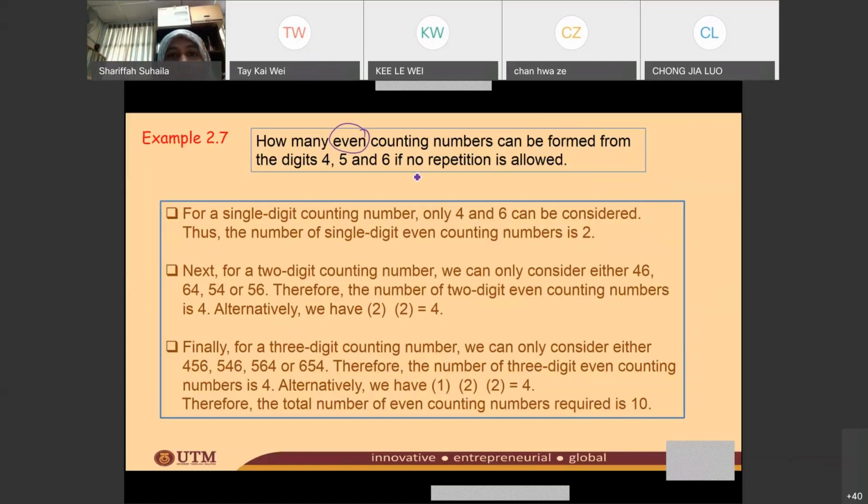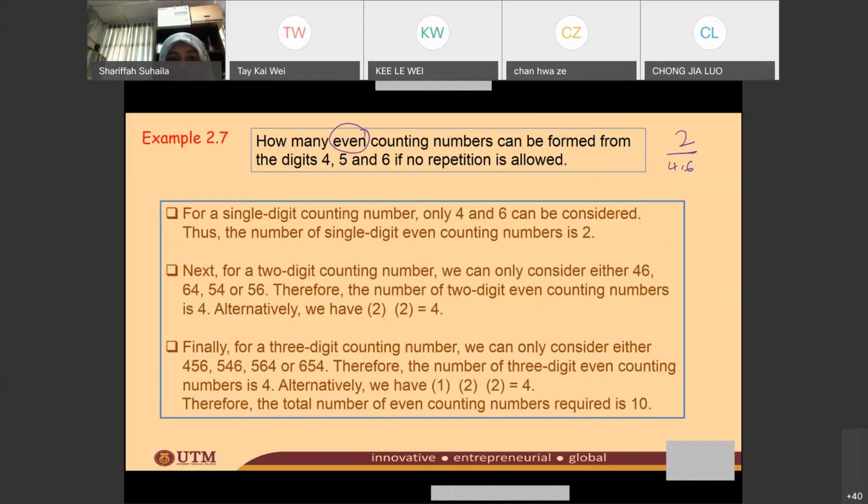So again, you have even counting numbers. So for even number, you only have 4 and 6. For a single digit counting number, you only have 2 choices, which is 4 and 6. So the number of single digit even counting numbers is just 2. Maksudnya kat sini katakan kita ada first space ni, ada 2 cara je yang kita nak masukkan, either 4 or 6. So that means you only have 2 choices.